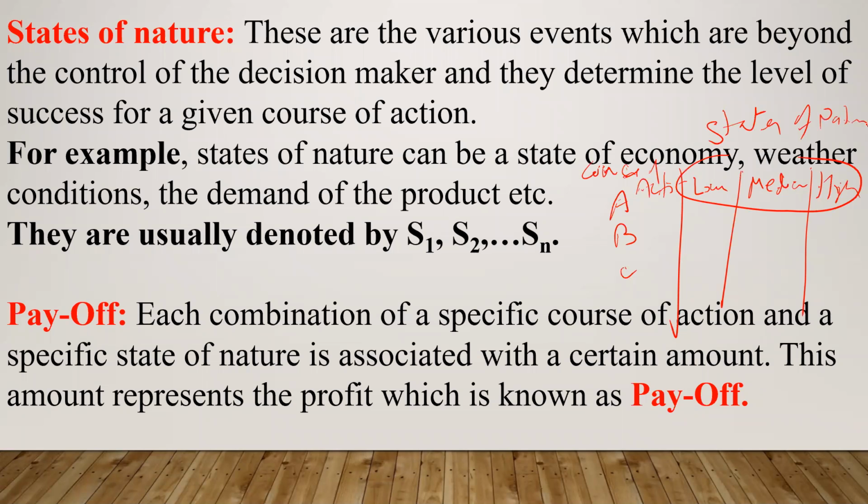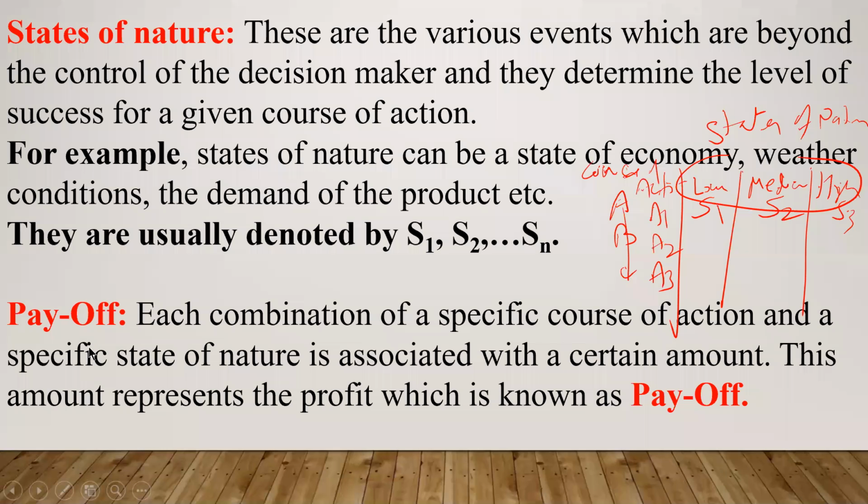And the states of nature will decide the level of the success of your decision. So how we define state of nature? These are the various events which are beyond the control of the decision maker. Decision maker has no control over them, and they will determine the level of success for a given course of action. And we generally denote them by S1, S2, S3. So low को हमने S1 बोल दिया, medium को S2, and this is for our simplicity. Like to solve the problem, instead of calling them as low, medium, high, we will call them as S1, S2, S3. So course of action are denoted by A1, A2, A3, and states of nature are denoted by S1, S2, S3. Okay.